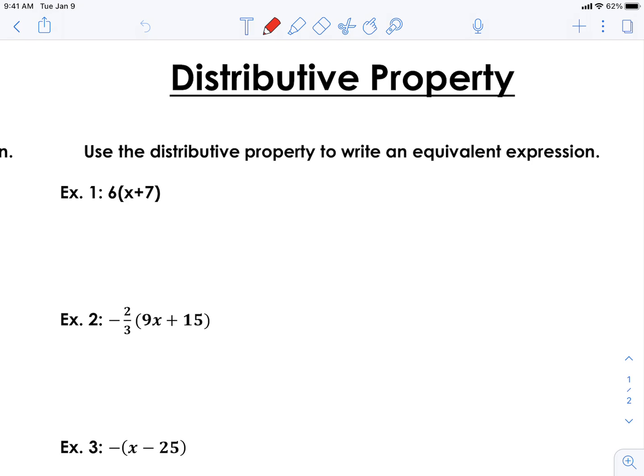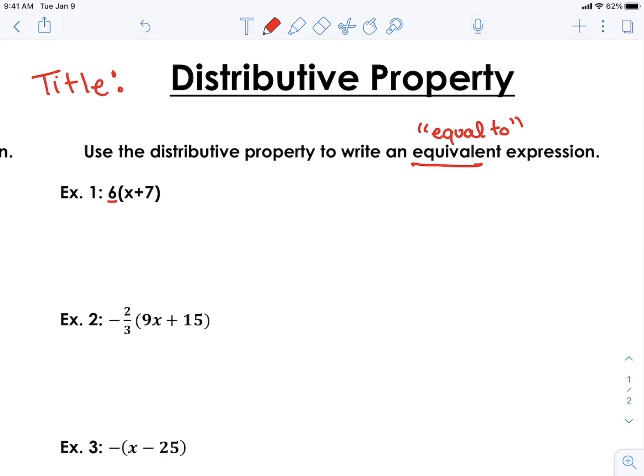So make sure you're following along, and you're going to title your notes Distributive Property. Okay, so we want to use the distributive property to write an equivalent expression. Equivalent expression means something that is equal to. Okay, we're going to end up simplifying this to make it more condensed.